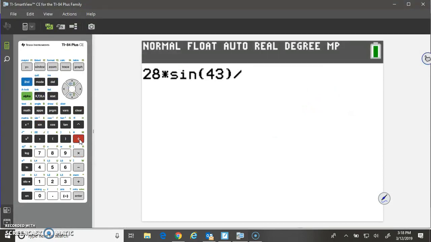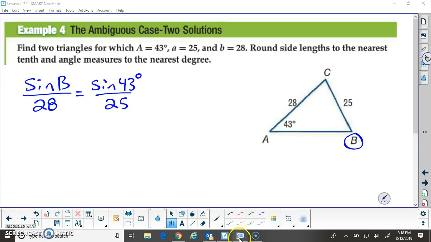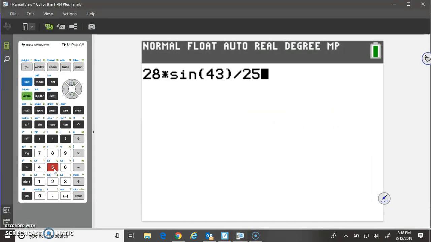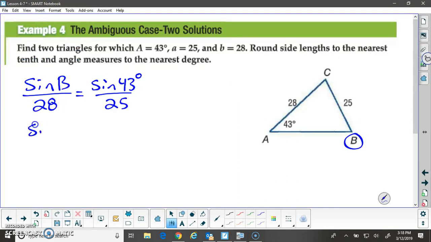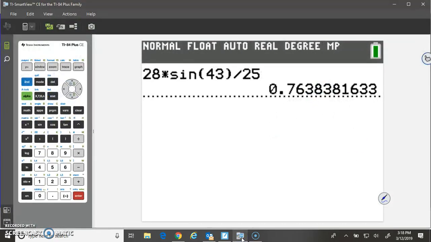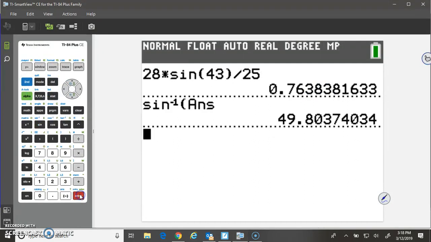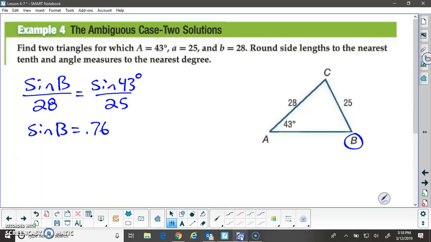And then we'll have to divide by 25. And in doing so, we get 0.76. But this is equal to the sine of B. So now we'll have to do sine inverse of that 0.76. And that gives us 49.8, so we're going to round that off to 50 degrees.